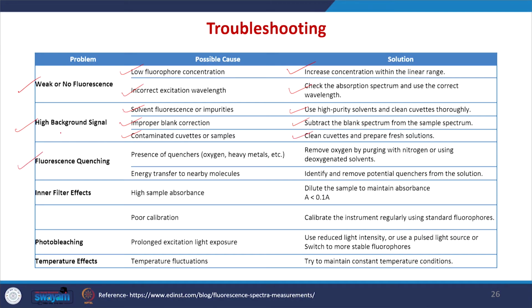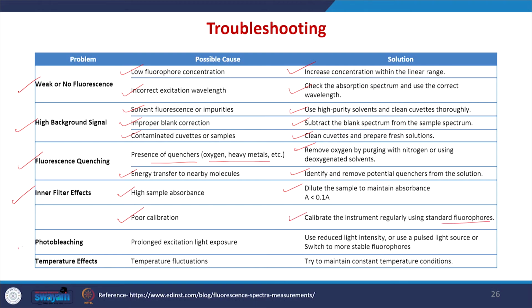And third one is fluorescence quenching. The fluorescence quenching may be due to the presence of quenchers like oxygen or heavy metals. We can remove the oxygen by purging with nitrogen or using deoxygenated solvents. And it may be due to energy transfer to nearby molecules. So, we have to identify and remove the potential quenchers from the solution. And the fourth one is inner filter effects. It may be due to the high sample absorbance. So, we always have to dilute the sample to maintain the absorbance, or it may be due to poor calibration. Calibrate the instrument regularly using standard fluorophores.